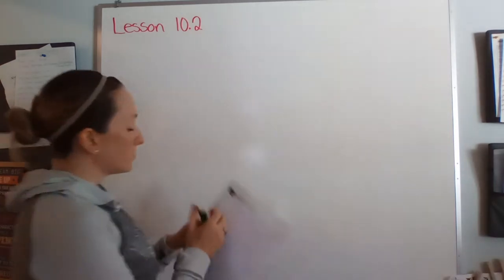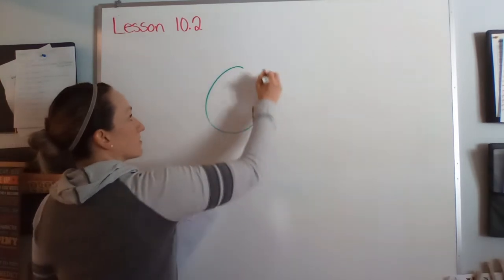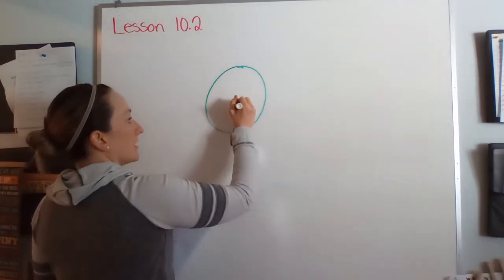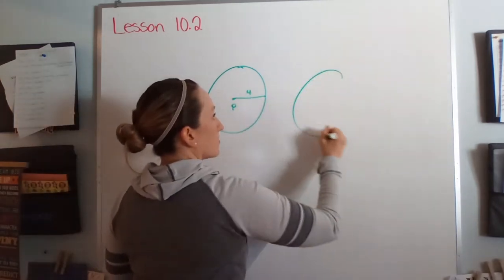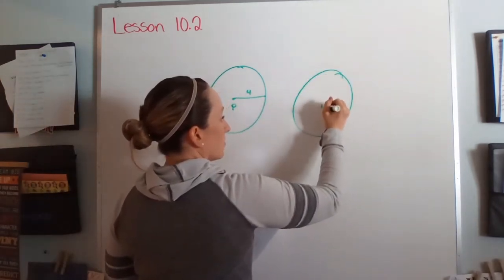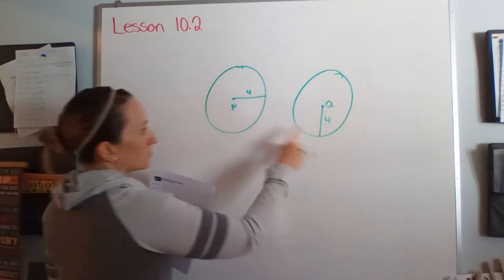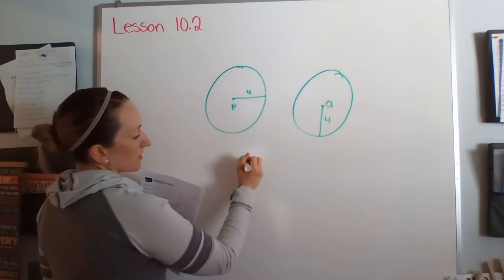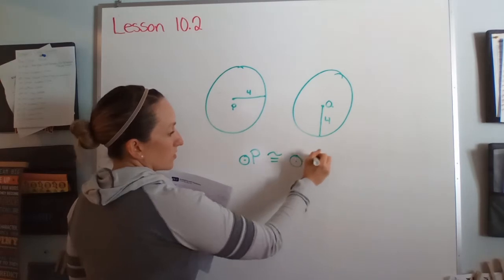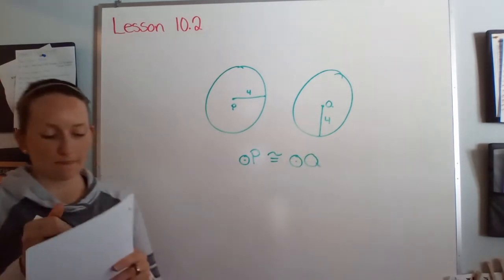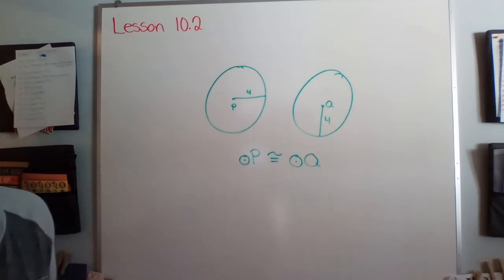Okay, so if we have two circles and I named them P and Q in the notes. So if I have a circle P with a radius of 4, and if I have a circle Q with a radius of 4, those two circles are congruent circles. So I could say circle P is congruent to circle Q. Okay. Next we have congruent arcs.